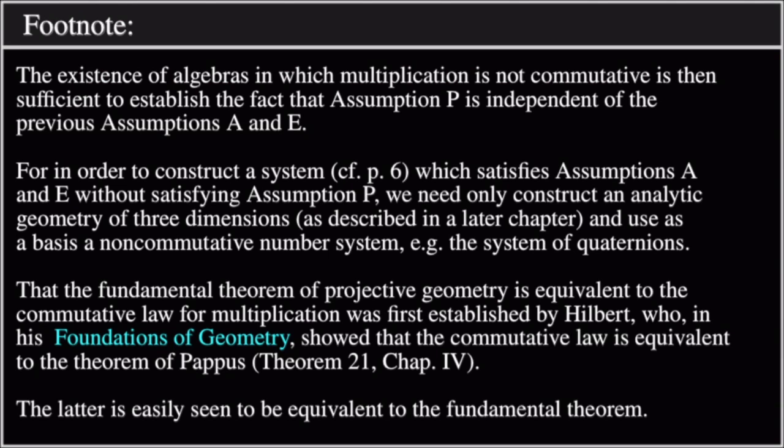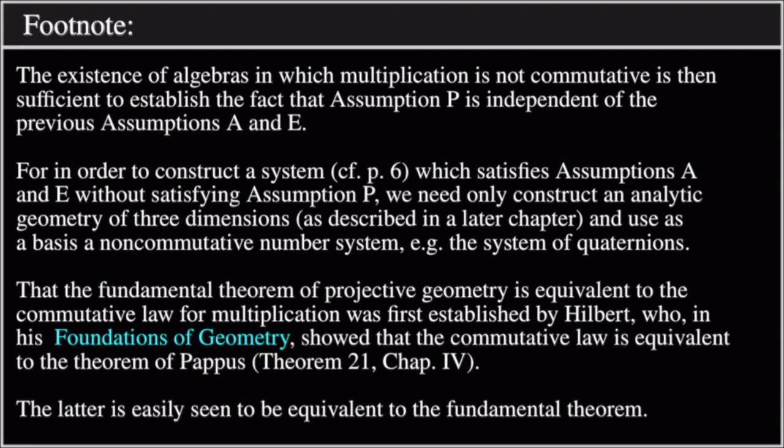The existence of algebras in which multiplication is not commutative is then sufficient to establish the fact that assumption P is independent of the previous assumptions A and E. For in order to construct a system, chiefly page 6, which satisfies assumptions A and E without satisfying assumption P, we need only construct an analytic geometry of 3 dimensions, as described in a later chapter, and use as basis a non-commutative number system, for instance, the system of quaternions.